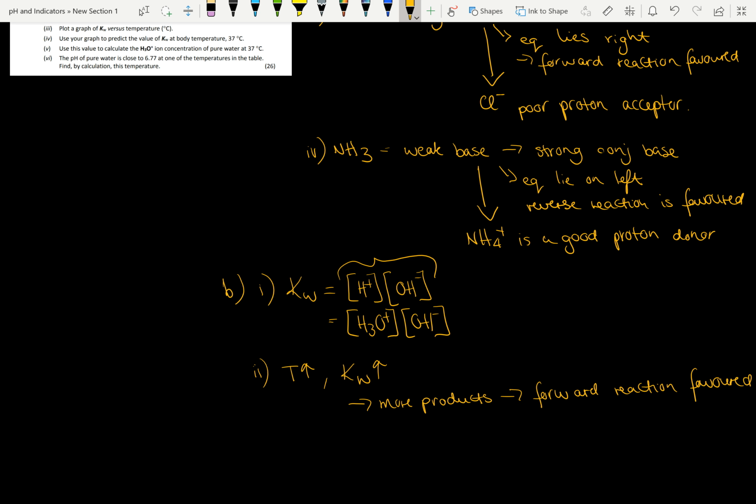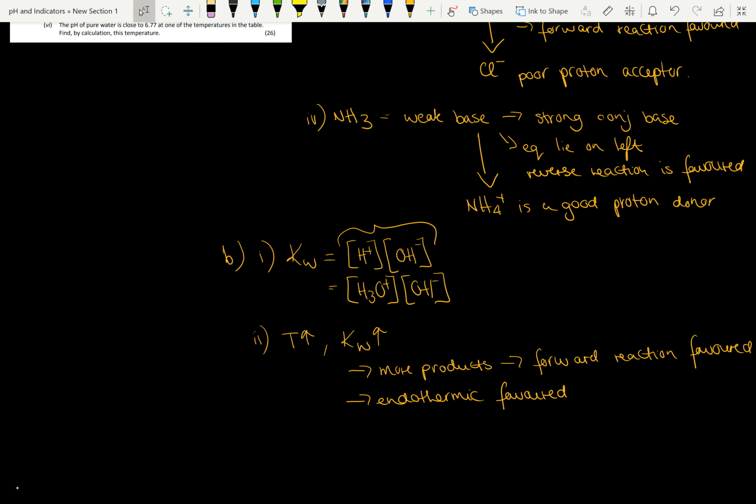Now, if the temperature is increasing, the endothermic reaction is favored. Why? So if we increase the temperature, the endothermic, which is the heat absorbing reaction, is favored. So that means that we can make the conclusion that the forward reaction, which is the ionization of water, is endothermic.